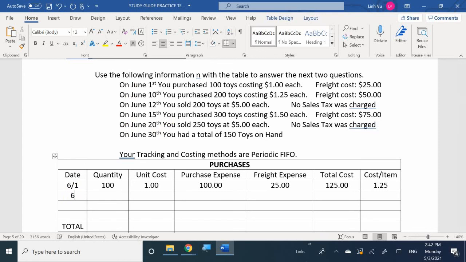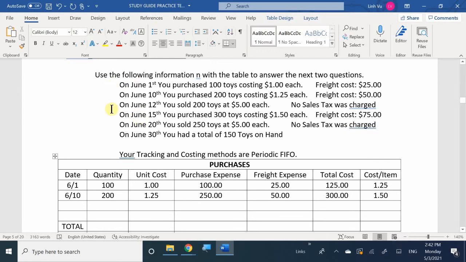What happened next on June 10th? Purchased 200 toys at $1.25, and freight is 50. So purchase price should be $250, making your total cost $300. So yes, this is identical to the one above. So I'm just going to go through it since we have time.